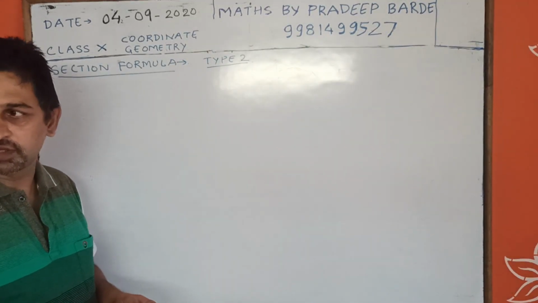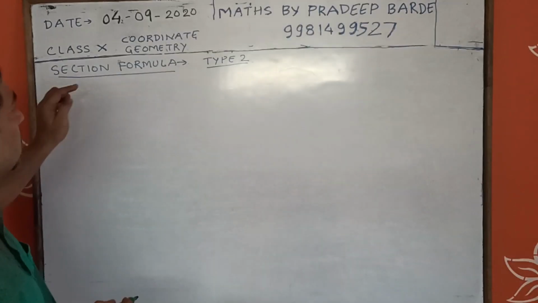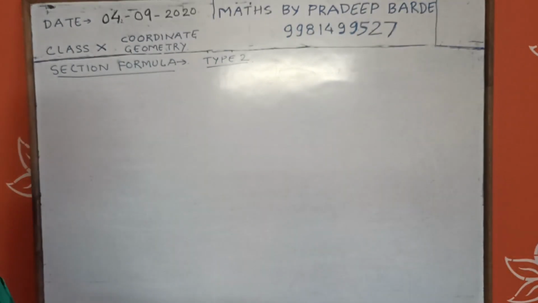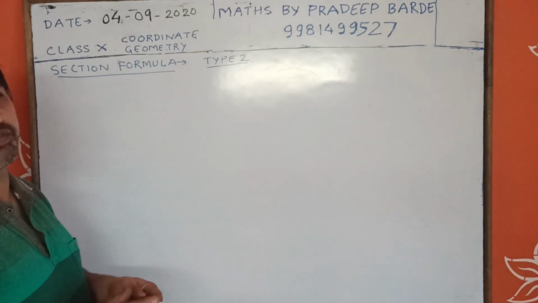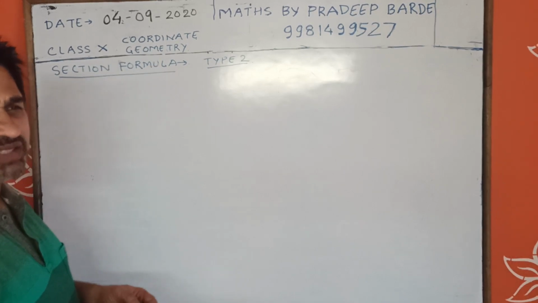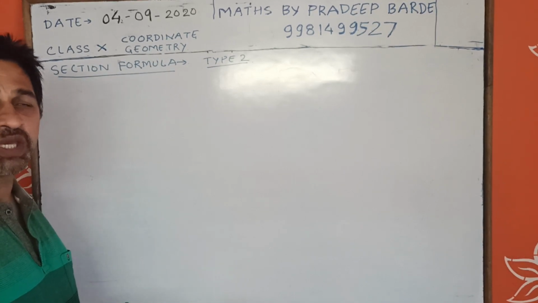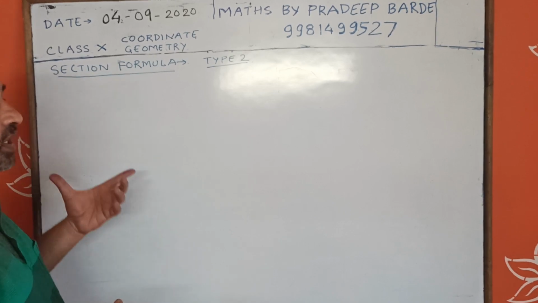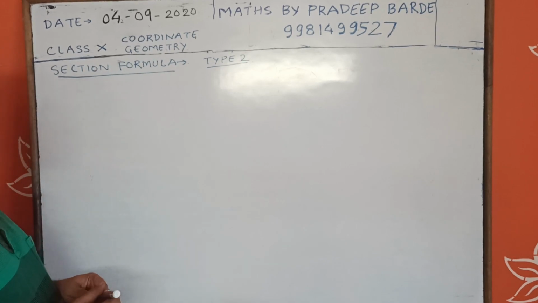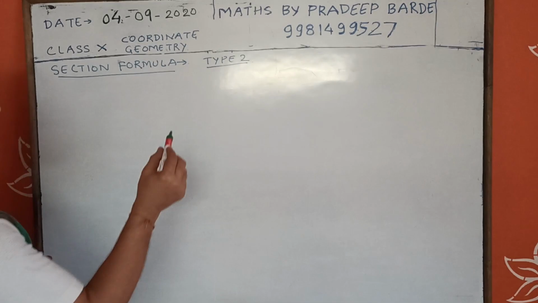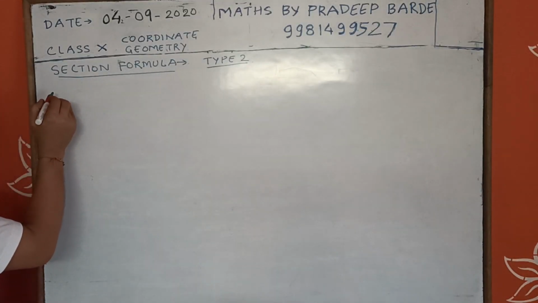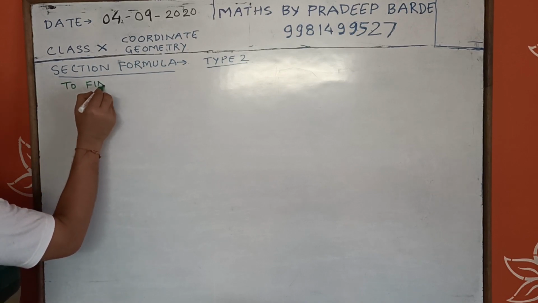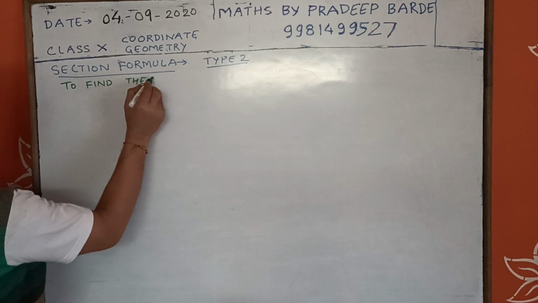Good morning, students. So let's proceed with section formula. Second variety of questions. In the last class we have done the questions of type 1. That was just based on finding the coordinates of the point P, that is the point of division, when the coordinates of A and B are given and the ratio is also given to you. Now today we'll be discussing the questions of type 2. In type 2 we'll be discussing how to find the ratio.